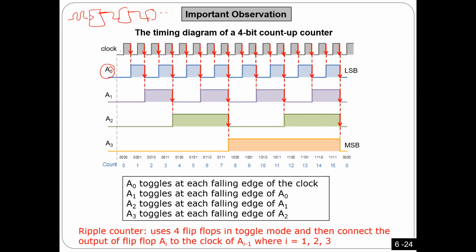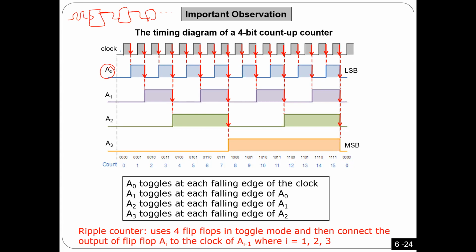Again, the clock is connected to the flip-flop of E0, right? So look at what is the relation between clock and E0. The relation is every time there is a falling edge here, E0 has to toggle. Just an observation. It's going to help me to design.